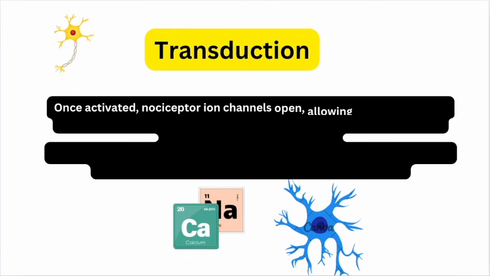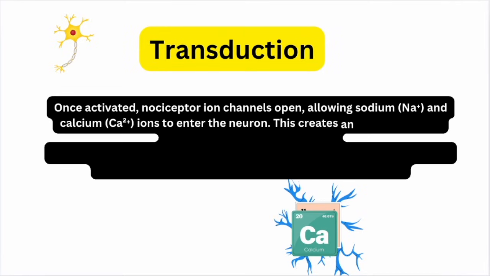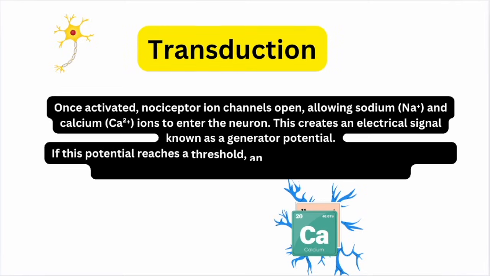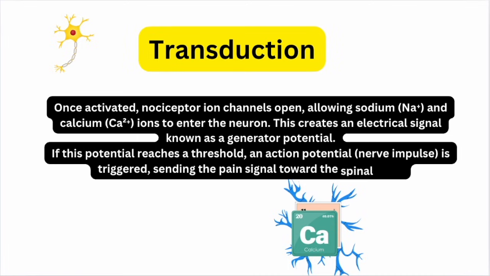Then transduction. Once activated, nociceptor ion channels open, allowing sodium and calcium to enter the neuron. This creates an electrical signal known as a generator potential. If this potential reaches a threshold, an action potential is triggered, sending the pain signal toward the spinal cord.